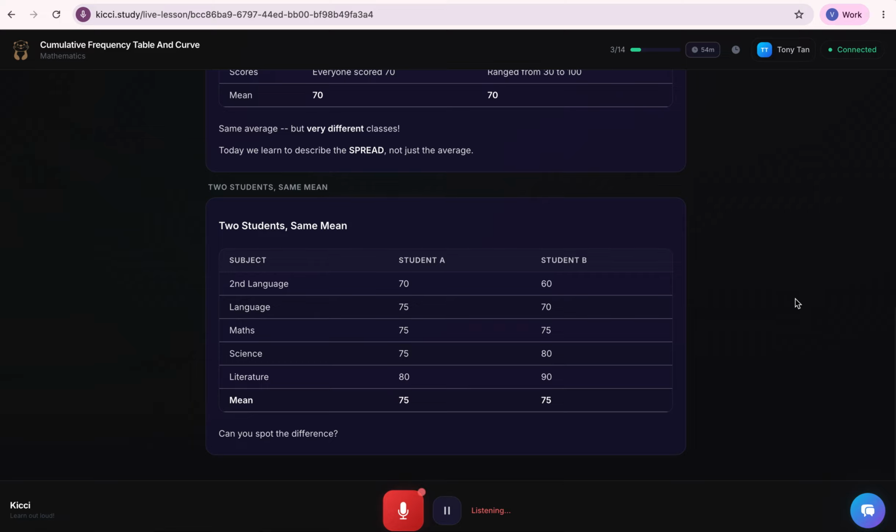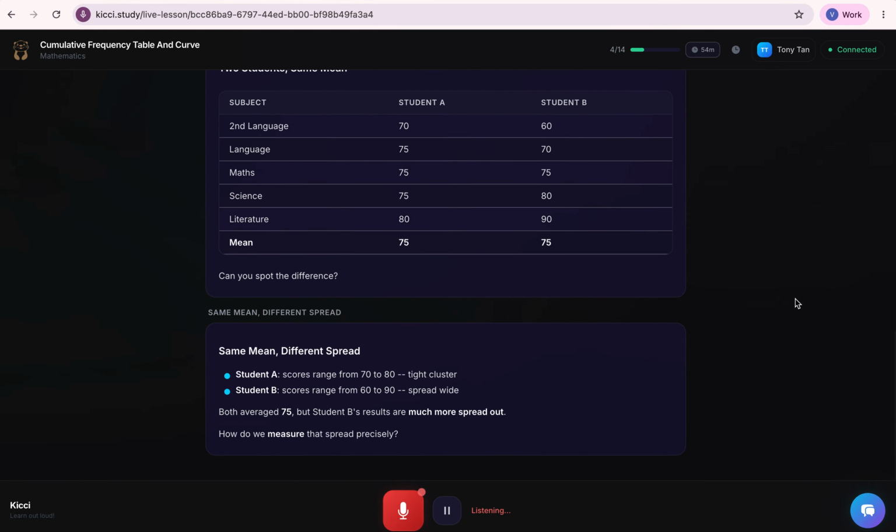Does that make sense? Ready to see a chart that makes this difference even clearer? Yeah, go ahead. Great. So, like you spotted, student A's scores are tightly clustered around 70 to 80, but student B's range from 60 to 90, much wider. This shows that the mean can sometimes hide the full story. Both average 75, but student B's results are much more spread out.